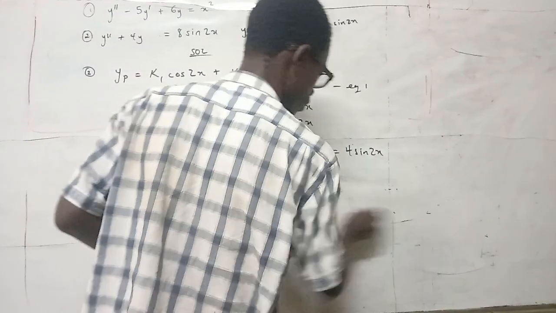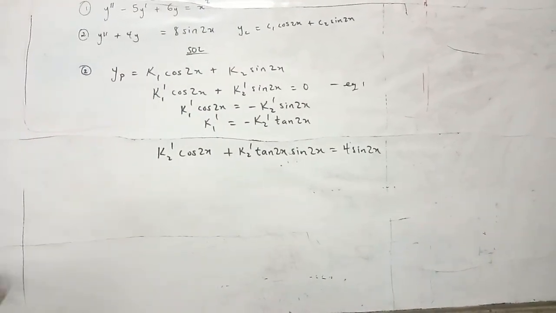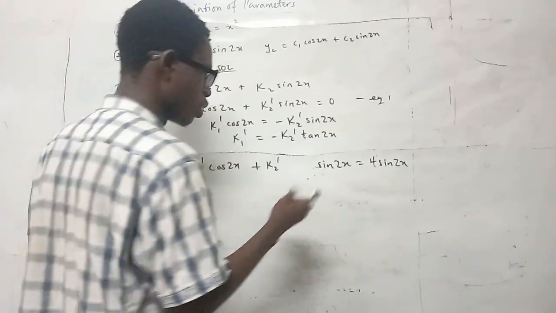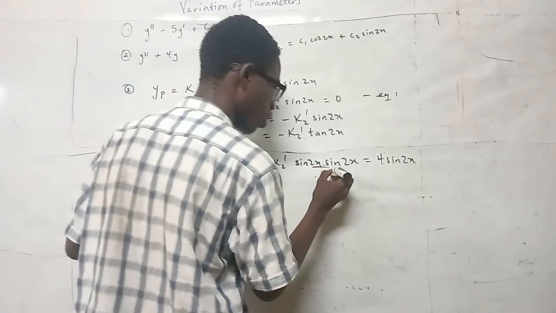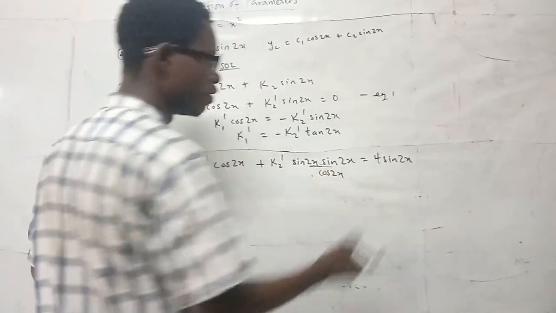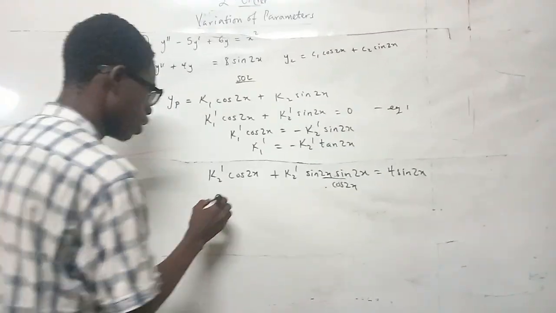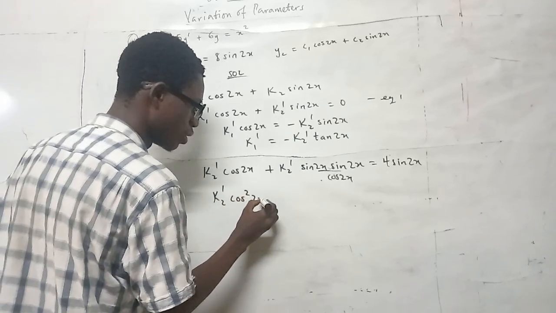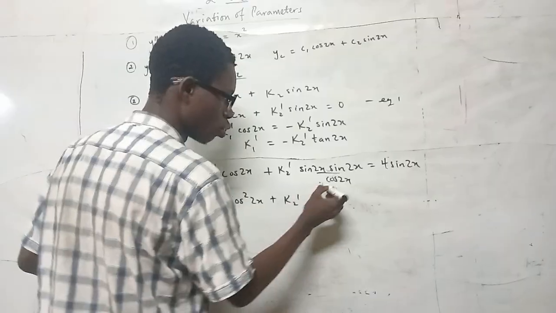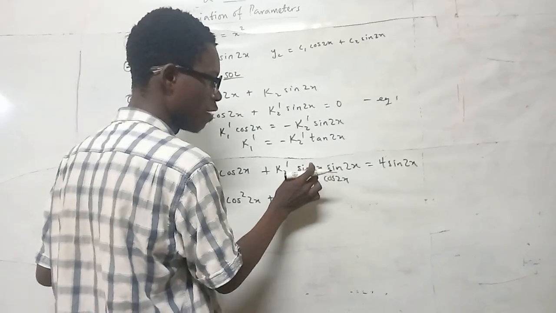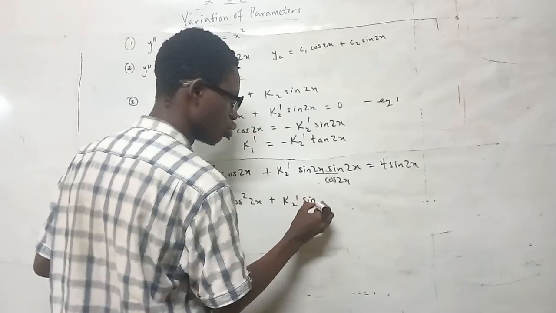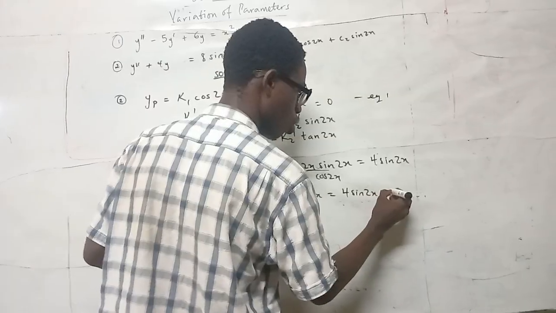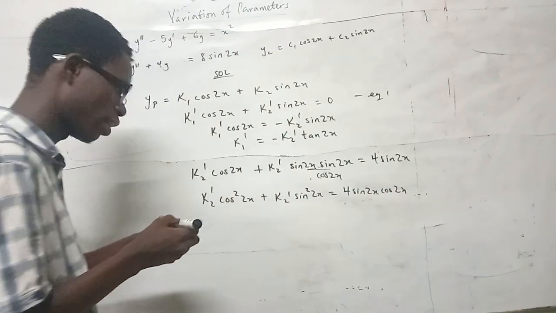Yes, so I can now claim this. Now looking at this, I can rewrite tan 2x as sine 2x over cos 2x, which means I can multiply everything through by cos 2x to drive this away, and I'll have something like k2 prime. If I multiply this by cos 2x, I get cos squared 2x plus k2 prime. Cos 2x is going to leave if I multiply through by cos 2x. So we have sine squared 2x equals 4 sine 2x cos 2x, the cos 2x that I used to multiply through.